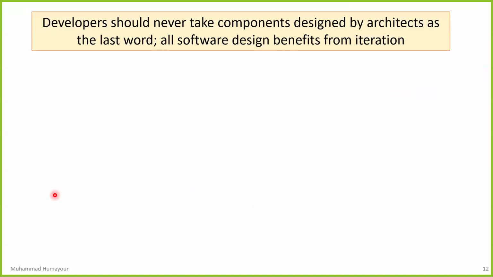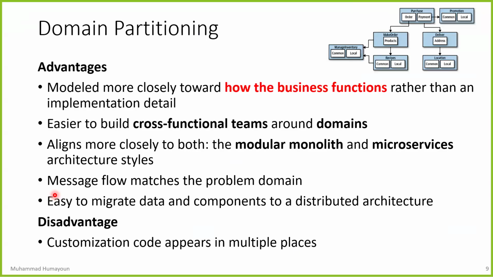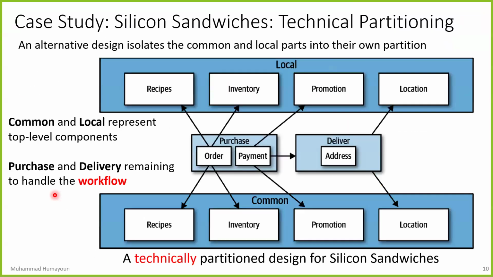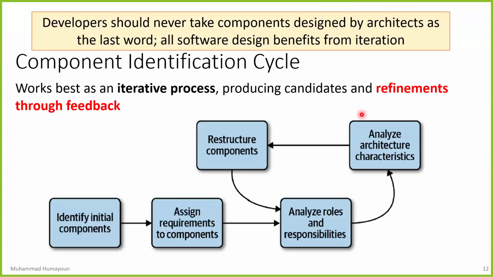Okay. So developers should never take components designed by architects as the last word. All software design benefits from iteration. So what does it mean? There is this life cycle that we usually go through when we try to find these components, whether in domain-based partitioning or in technical partitioning. How do we find out these different components? There is a technique for that, and let's see what that is. It's called the component identification cycle.